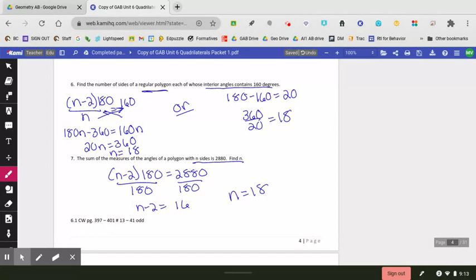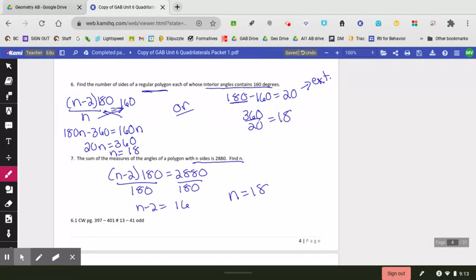The other method is I can note that the interior and exterior angles always are supplementary. So I did 180 minus 160 to find out that 20 degrees is an exterior angle. I then did 360 divided by 20 and got 18 sides as well.